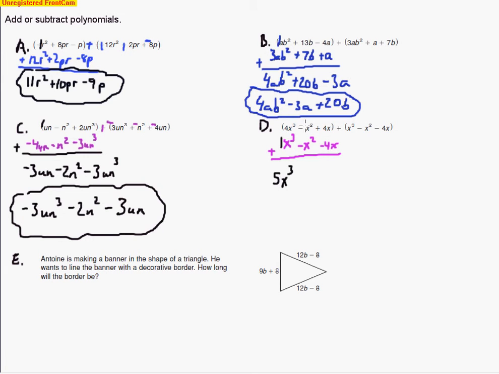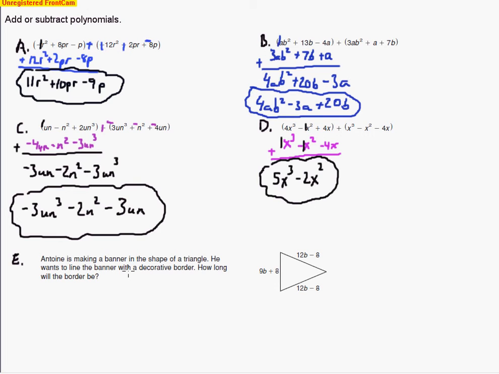And then here, these are both negative, so they're the same sign. So you're going to end up adding, makes a negative 2x to the second power. And then here, these are opposite signs, so we subtract them, they make 0. So they cancel each other out. No need to write anything else out. And there it is. And it's already in descending order. Highest exponent to lowest exponent.